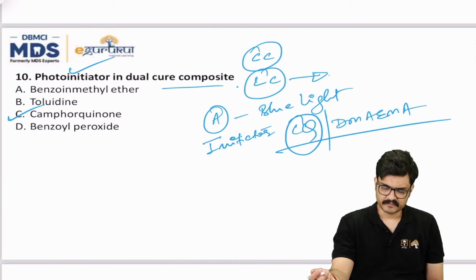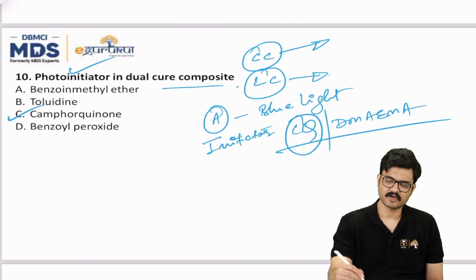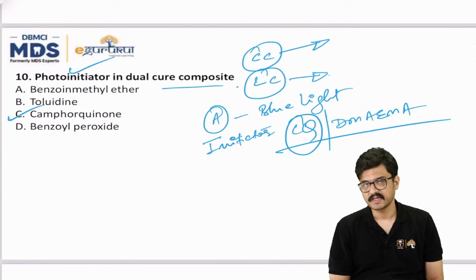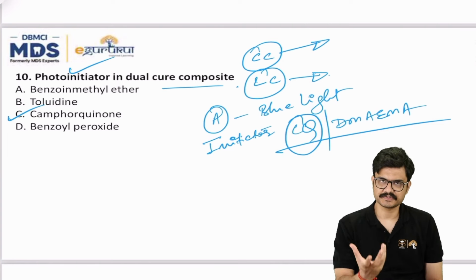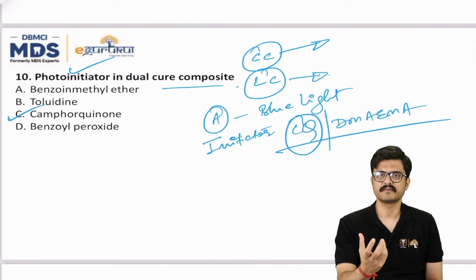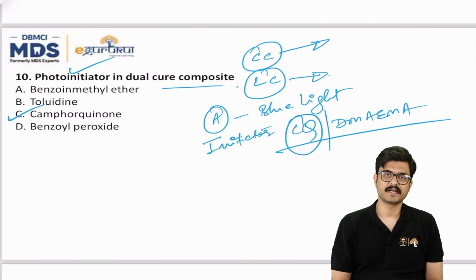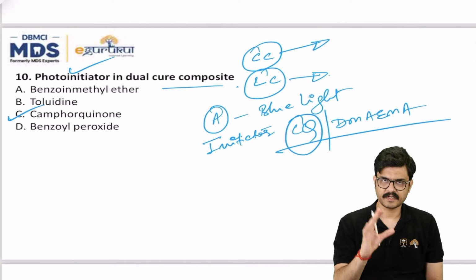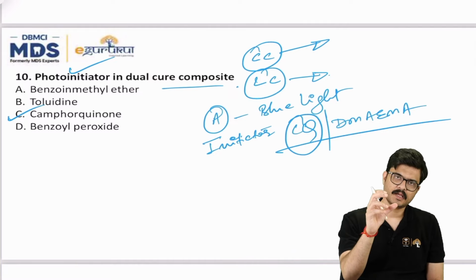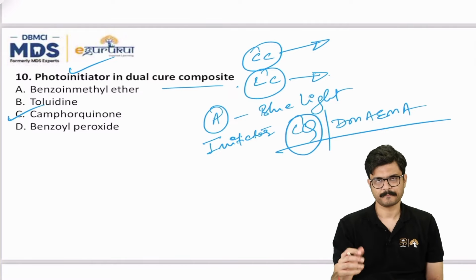As far as benzoyl peroxide is concerned, yes, benzoyl peroxide has been used sometimes as a photoinitiator also, but classically it's a component of the self-cure system. It's the initiator of the self-cure system where the activator is a tertiary amine and benzoyl peroxide is the source of free radical, right? So just to revise, activator is the source of energy, initiator is the source of free radical, right, guys?